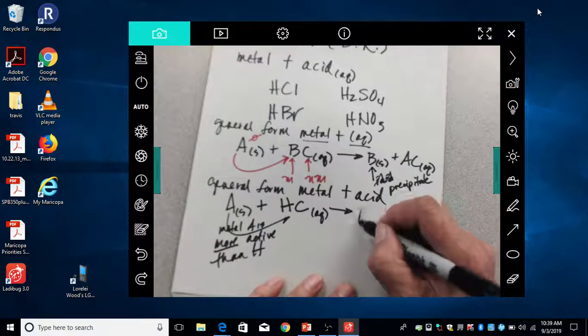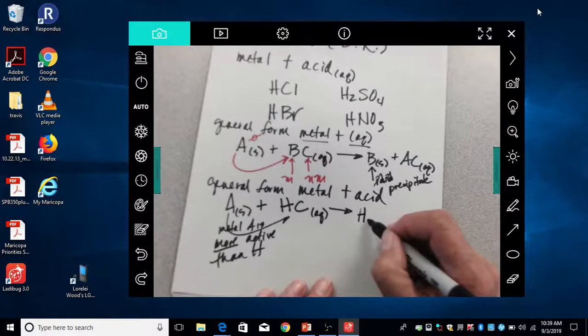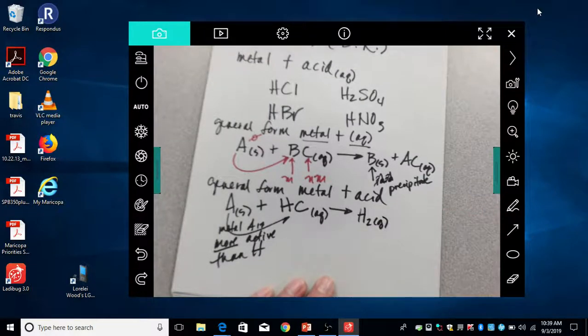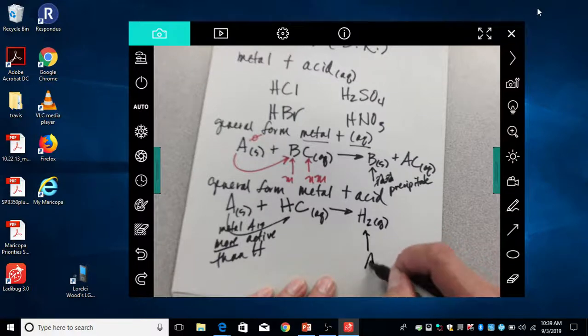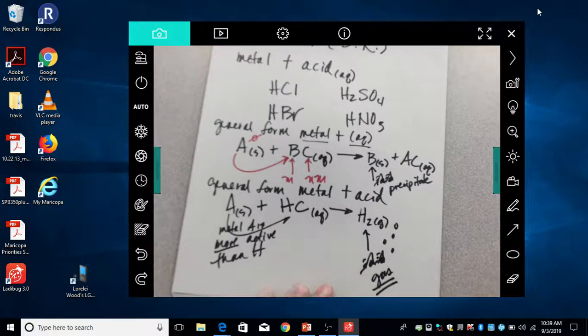Hydrogen gas. And what's the formula for hydrogen gas, since it's a diatomic molecule as a gas? H2. We're going to put a little (g) there. So what you would see, and I'll put the little eyeballs here, what you would see would be bubbles. So a gas would be produced.